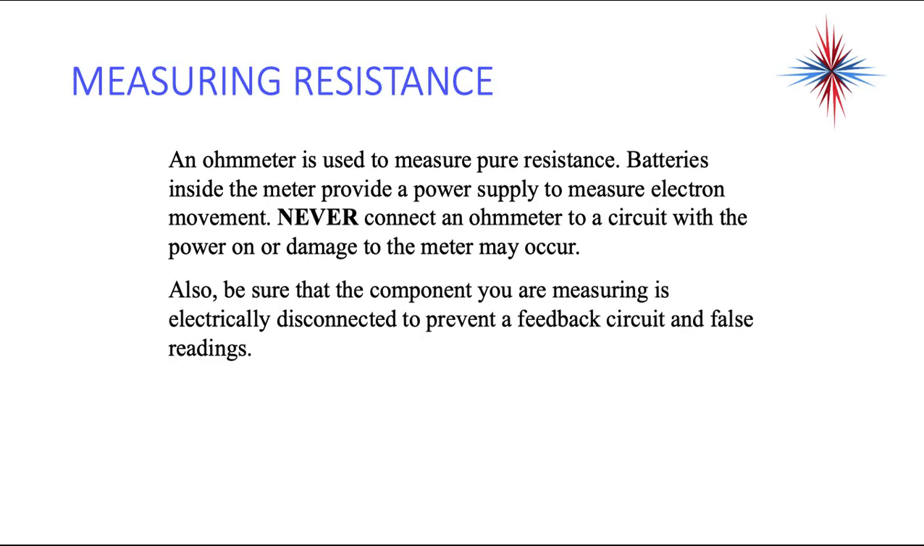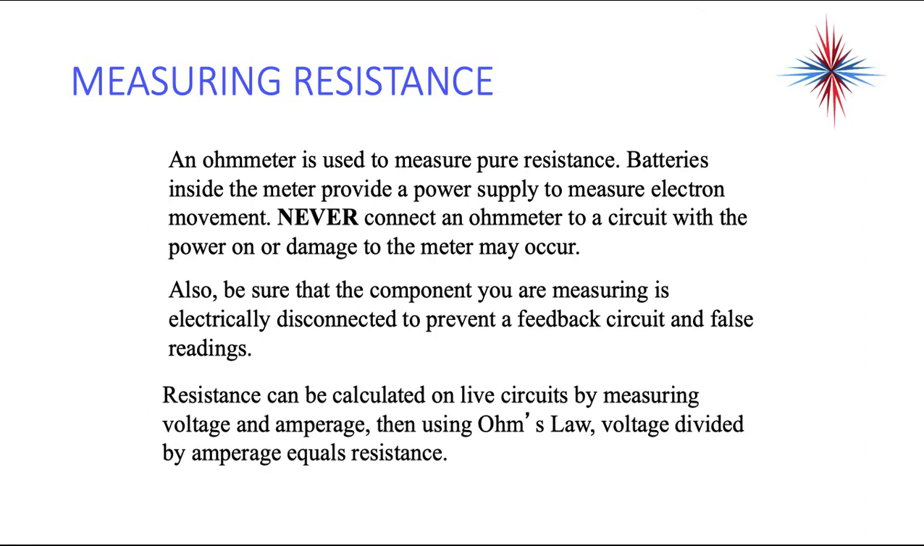An ohm meter is used to measure pure resistance. Batteries inside the meter provide a power supply to measure electron movements. Never connect an ohm meter to a circuit with the power on, or damage to the meter may occur. Also be sure that the component you're measuring is electrically disconnected to prevent feedback circuits and false readings. Resistance can be calculated on a live circuit by measuring voltage and amperage, and then using Ohm's law, which is voltage divided by amperage equals resistance.